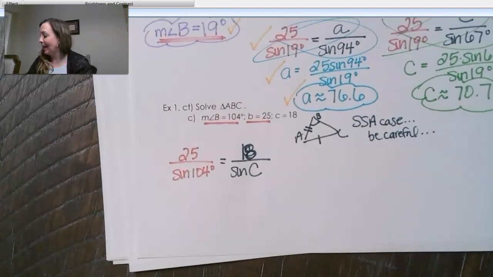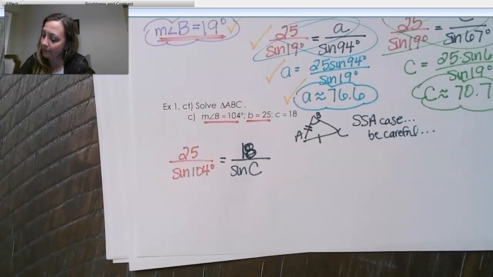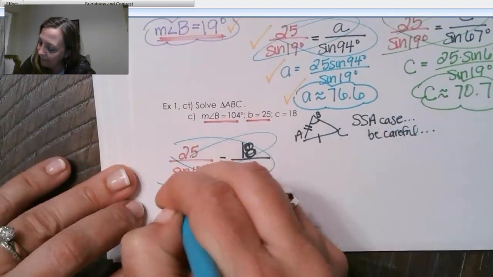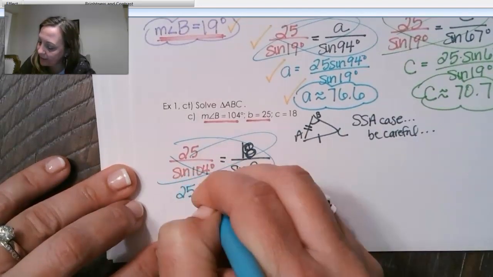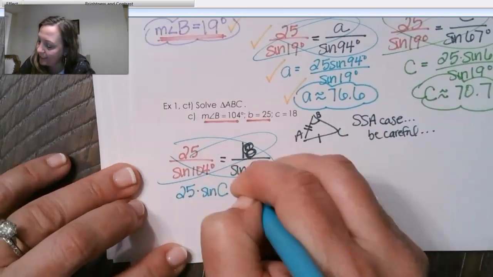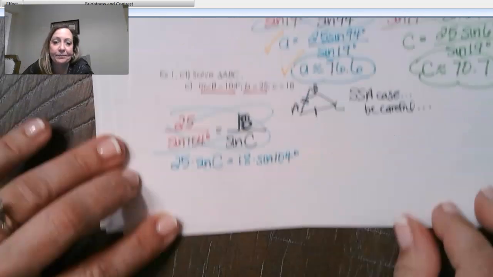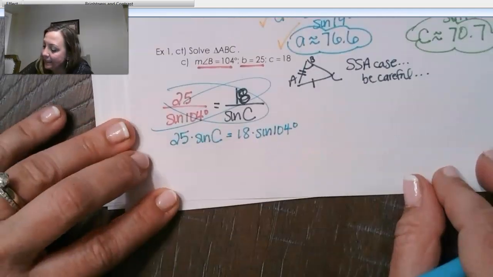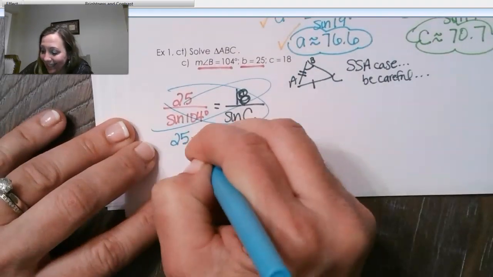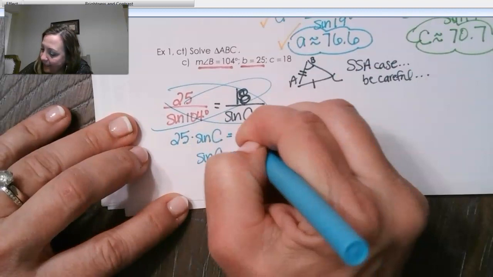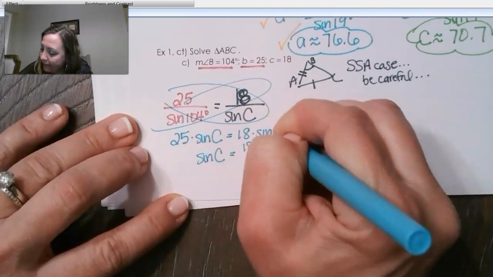So let's see what happens when we cross multiply with these. I have 25 times the sine of C equals 18 times the sine of 104 degrees. And again, we can see that to isolate the sine of C, I would have to divide both sides by 25.